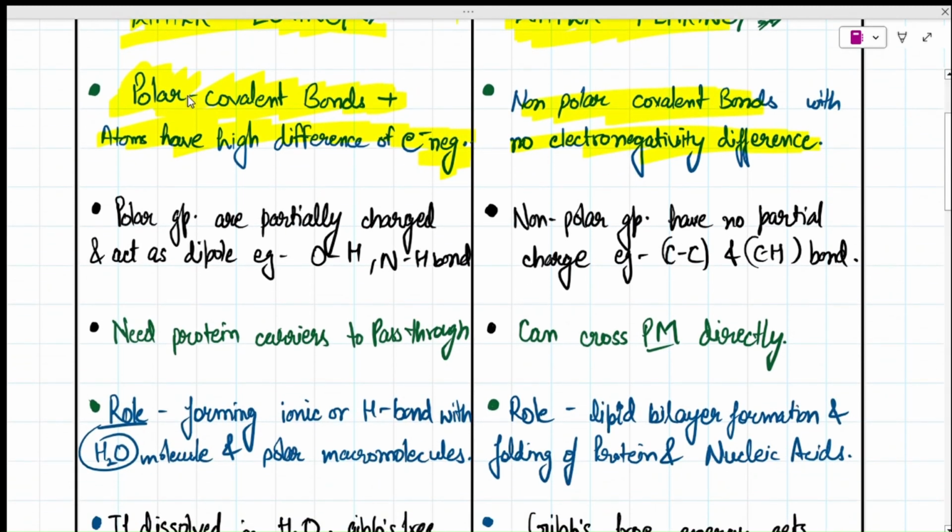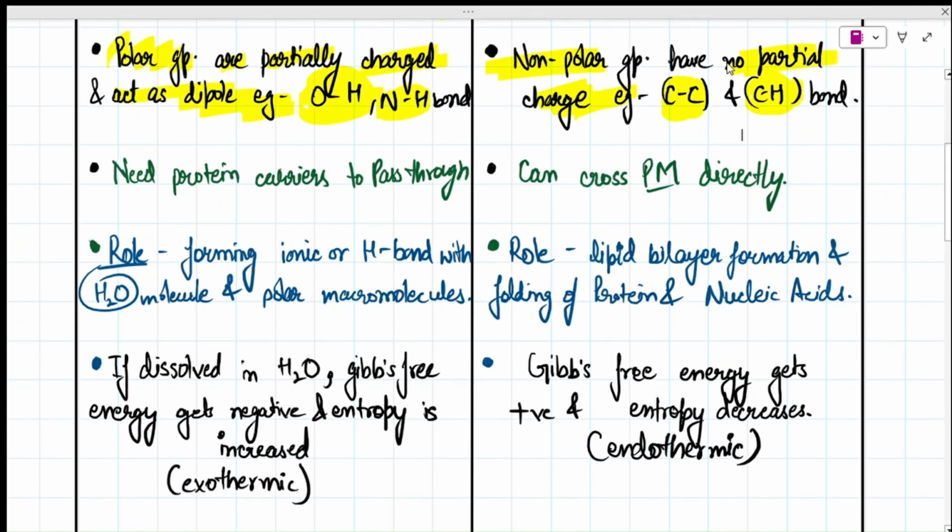Now, polar groups are partially charged and act as dipoles, examples of which are the O-H bond, oxygen and hydrogen, and the N-H bond, nitrogen and hydrogen. In the case of non-polar groups, there is no partial charge between the atoms. If you form a C-C bond or a C-H bond, there will not be any charge, that's why we call them non-polar molecules.